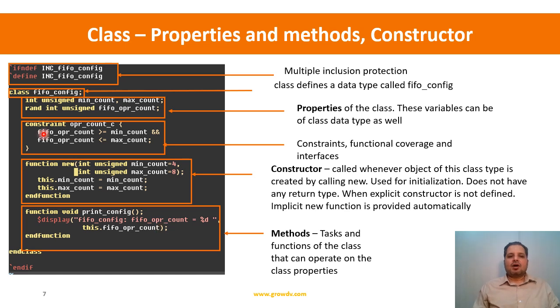So we have the class as a data type, we have declared the properties, and then you can declare any constraints and the functional coverage associated with this class as per your requirement. And then you need to define the constructor. The constructor is a special function that gets called automatically whenever an object of this particular class gets constructed. And then you can define a set of tasks and functions which can operate on the properties of this particular class.